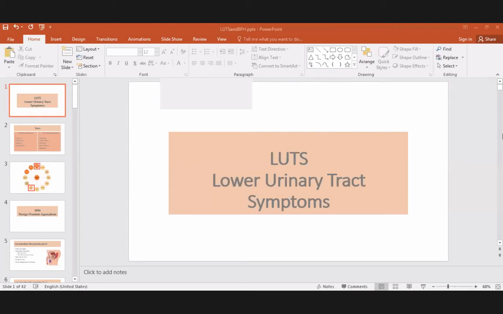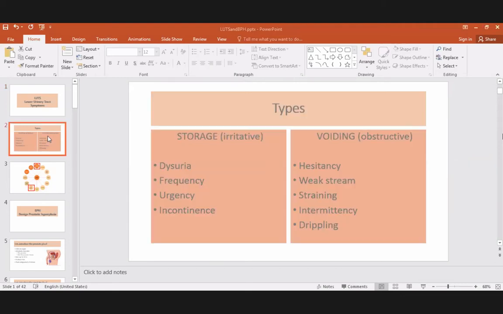Okay, so generally speaking, alhamdulillah, at least one student was from yesterday's session. So we have generally two types of symptoms: storage symptoms, or irritative symptoms, and voiding symptoms. Storage symptoms, you can yourself imagine what these are. Patient is unable to hold the urine in his bladder. So he will have frequency of urine. As soon as a small amount enters into the bladder, he will rush to the washroom. There is frequency, there is urgency, there is urge incontinence and dysuria also.